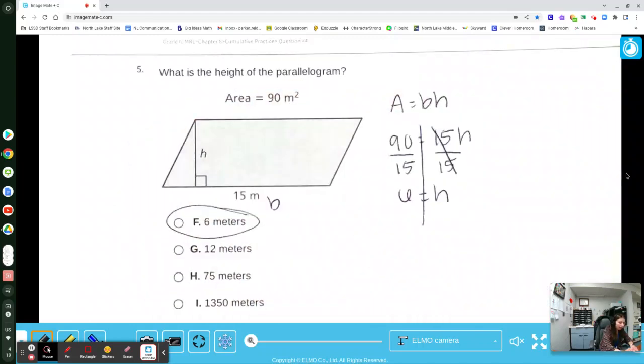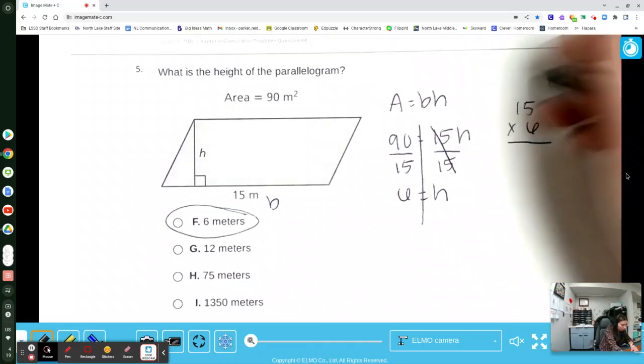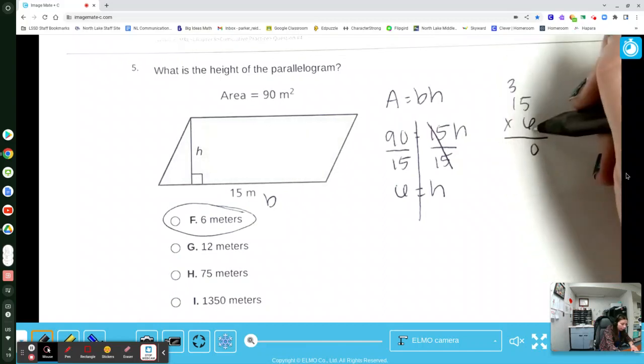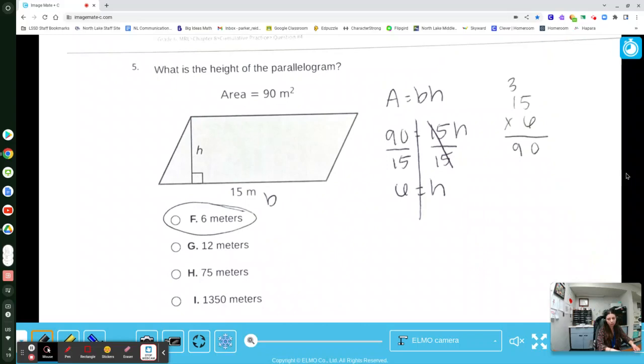And you could double check that by doing 15 times 6. Let's see, does it really give us 90? 5 times 6 is 30. Write the 0, carry the 3. 1 times 6 is 6, plus 3 is 9. So that did work. Our height needs to be 6 meters.